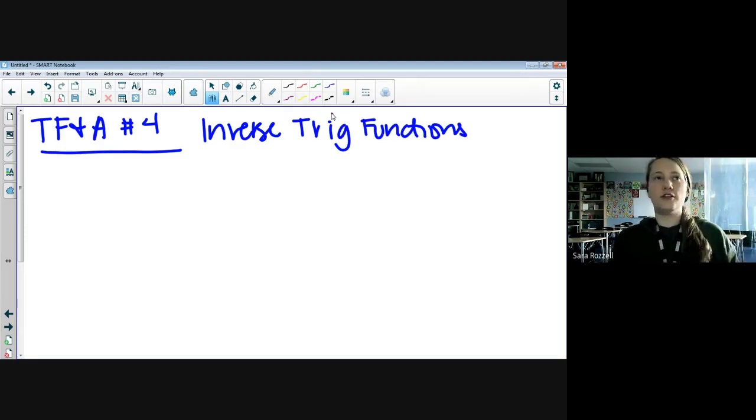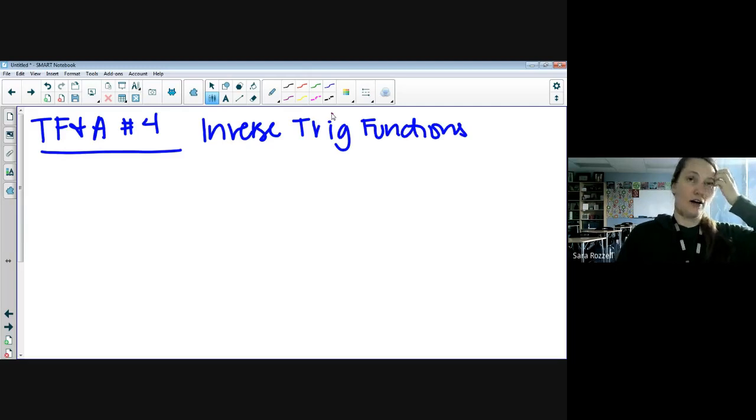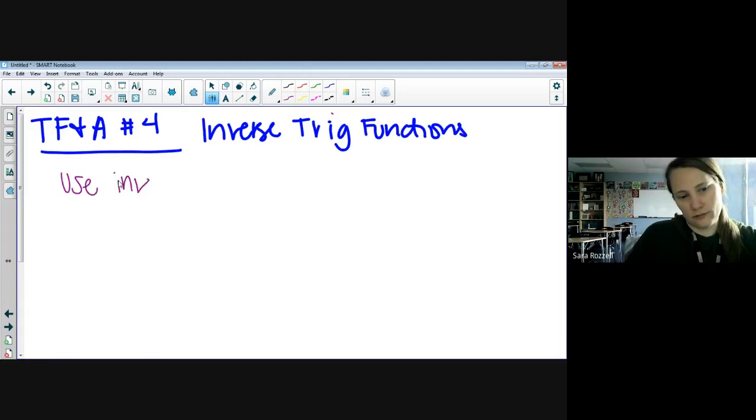So we use an inverse function if we know the ratio, we know the opposite over hypotenuse, or we know the adjacent over hypotenuse, we know those two numbers. We just don't know what the angle is that goes with it if you're doing sine of that or cosine of that. So you're trying to figure out what the specific angle is. So that's when we use our inverse trig functions. So we use the inverse to find an angle.